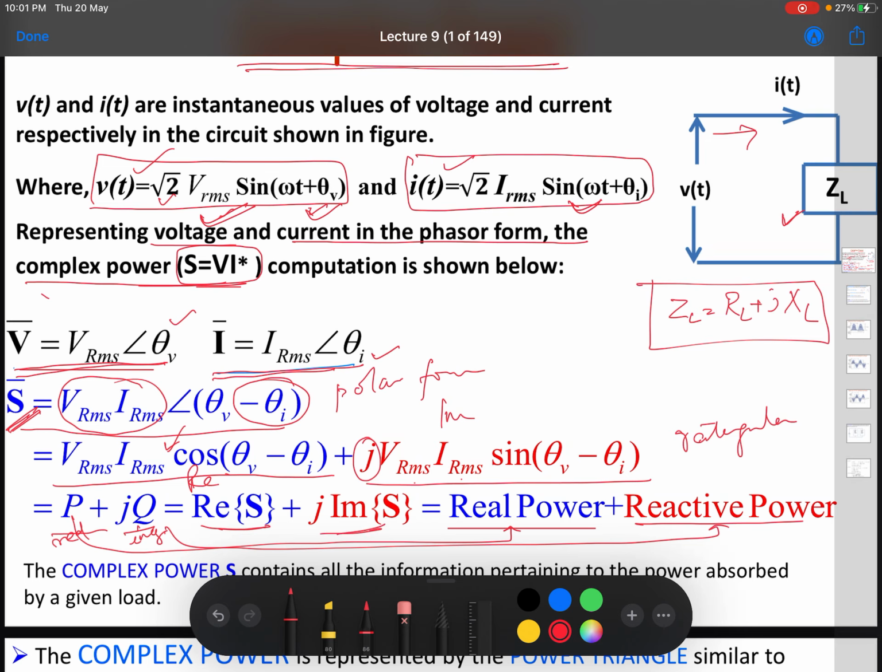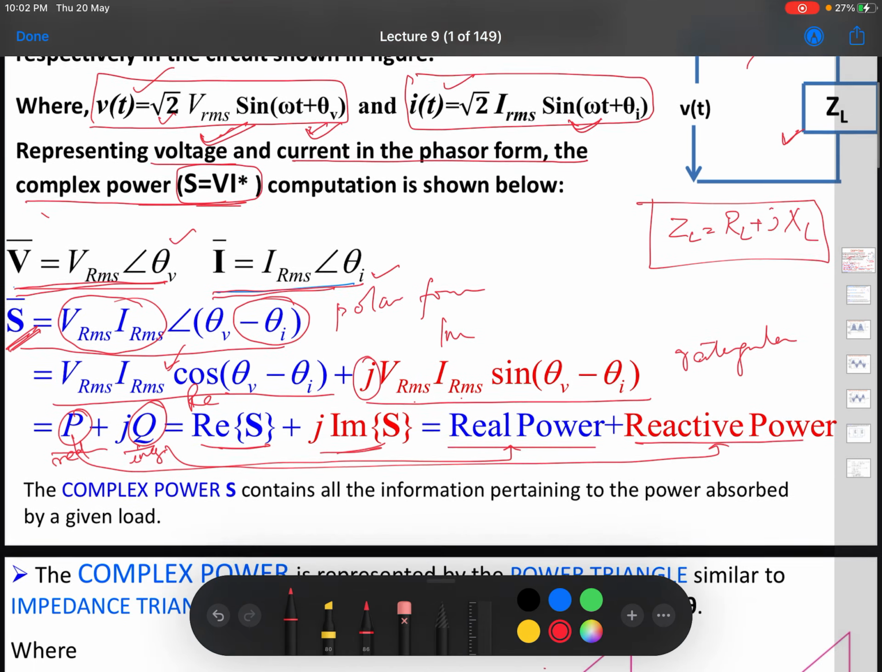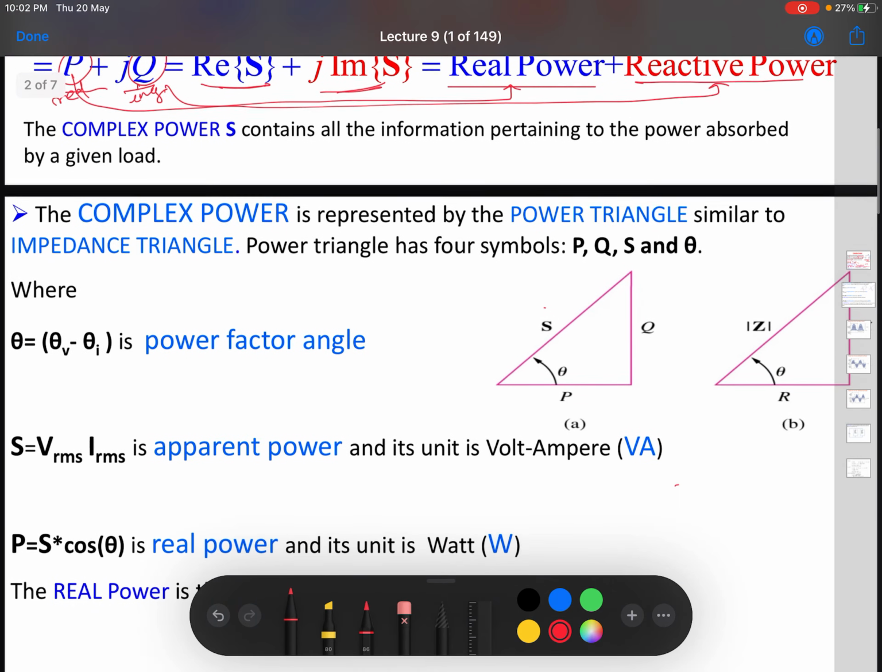So now there are three powers, in fact: S, P and Q. Three kinds of power we are seeing in an AC circuit. Let us try to name them. What are these powers actually?